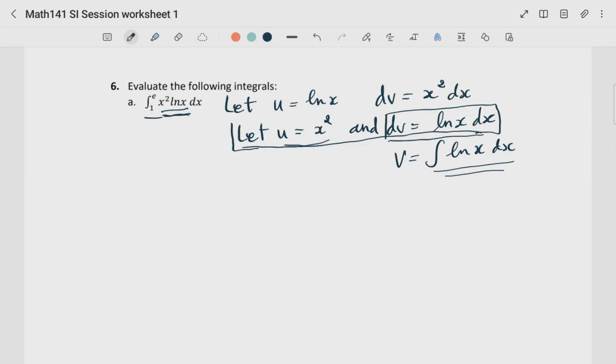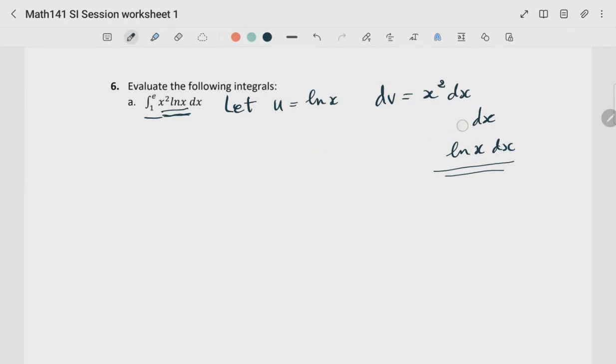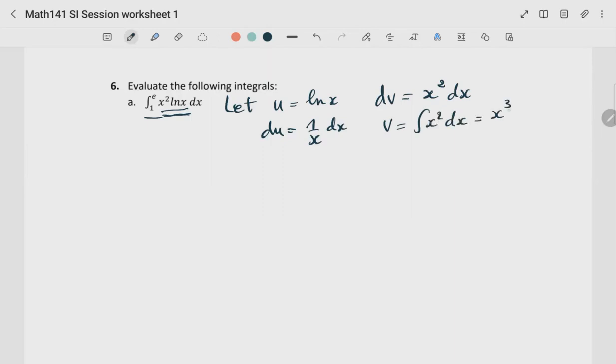With practice, obviously, comes ease, but you'll see that some substitutions for integration by parts are easier to do than others. So try to use the ones that make your life easy, right? That's what we're doing here. In this case, we only have to find du, which is just the derivative of ln x, which is 1 over x dx. And we have to find the integral of x squared dx, which is easy because it's just x cubed over 3.